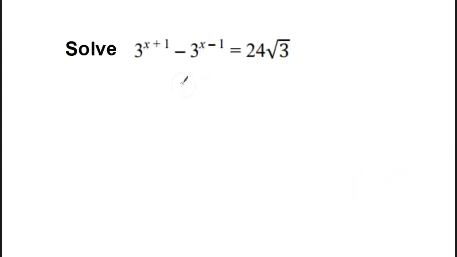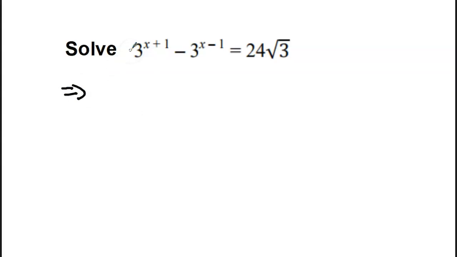Let's look at the last question. We are to solve 3 raised to the power x plus 1 minus 3 raised to the power x minus 1 is equal to 24 root 3. Now, this is tricky, so you have to be careful when you have such a question. But you know the rules, you know the laws. Let's begin to apply the laws and then the properties and see. Assuming we don't know anything.